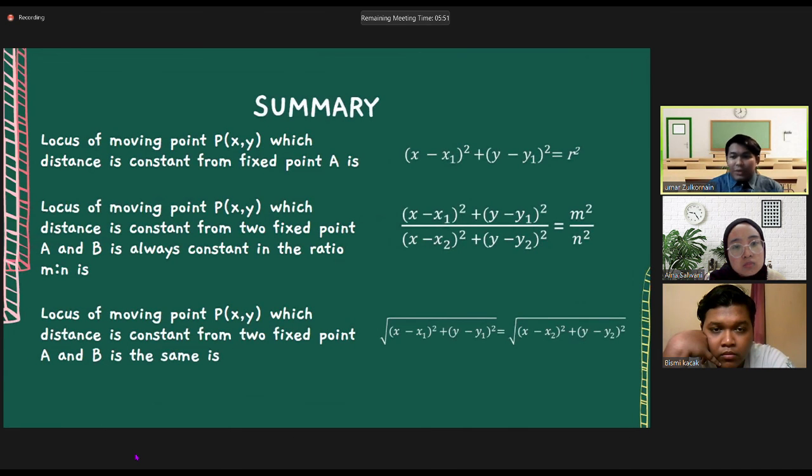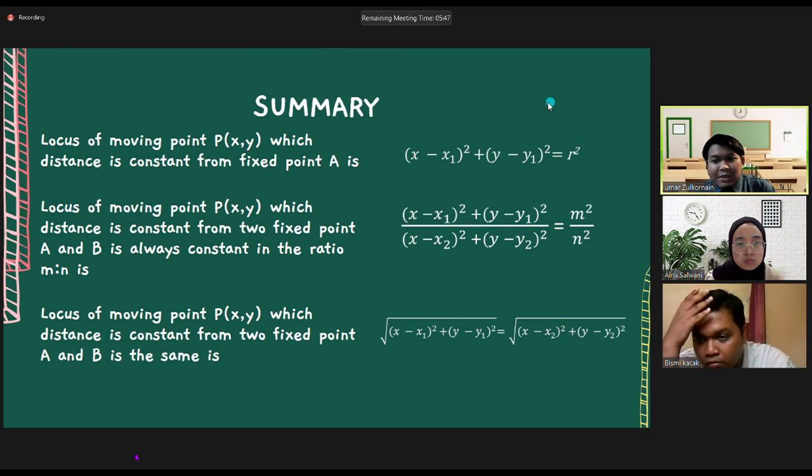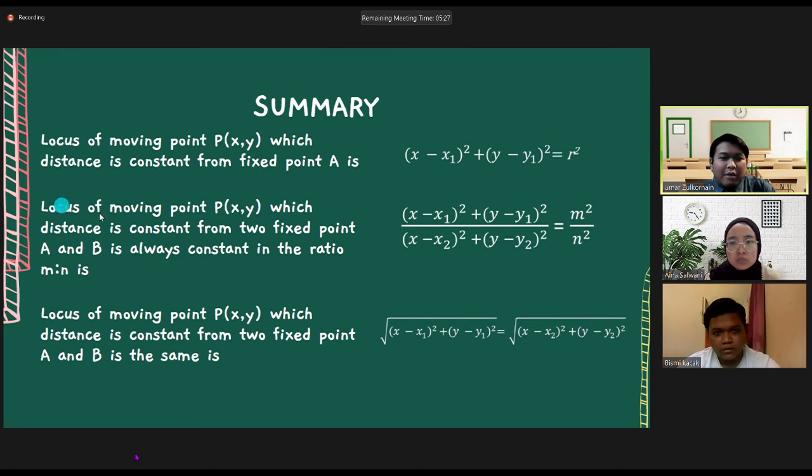Right. So we are moving on to the last part, which is the summary of the lesson. I would like to give you a brief summary of the locus of a moving point. It has three parts. In the first section, when the distance is constant from one fixed point A, we can have this kind of equation. The second concept is the locus of moving point P(x, y) whose distance from two fixed points A and B is always constant in the ratio m to n, with this equation.